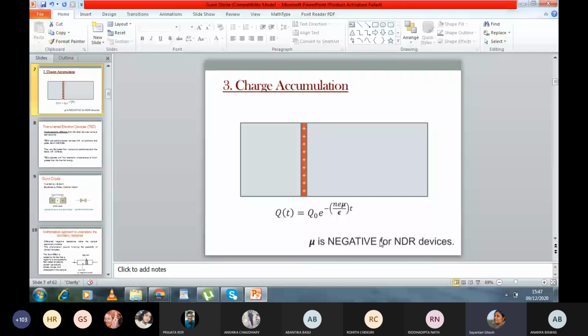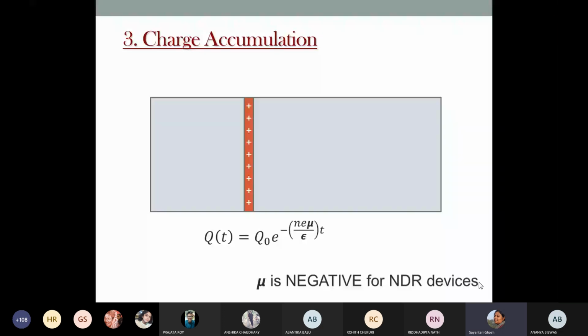Okay, so we finally got an expression of how, if a charge imbalance forms inside a material, it will change with time, and we got an exponential term with a mu sitting on the top, where mu was the mobility. We saw that this mu could be positive or negative depending on whether you are working with a negative resistance device or a positive resistance device. That means this exponential could be a positive exponential, and that signifies a growth with time.